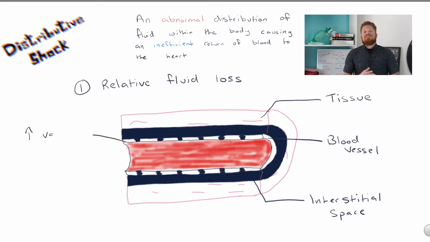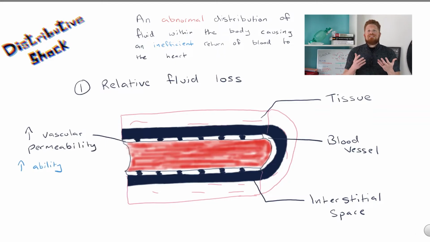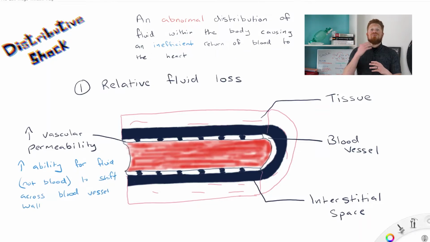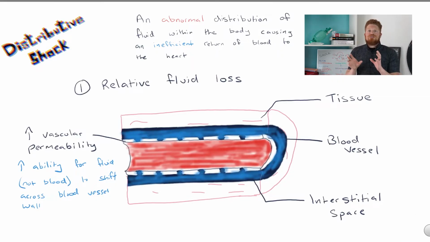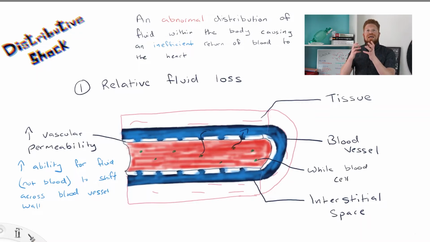The reason for this is that fluid loss is a result of an increase in vascular permeability. So what does that mean? Permeability is the ability for fluid to shift across a membrane. So if we increase permeability of our vasculature, we're increasing the ability for fluid to shift from inside the blood vessel through the blood vessel wall into the interstitial space, or the space around the blood vessel. Believe it or not, this is a normal body process. It's a way for us to allow white blood cells to leave our blood vessels and fight off infections and that kind of thing that are outside of our blood vessels.